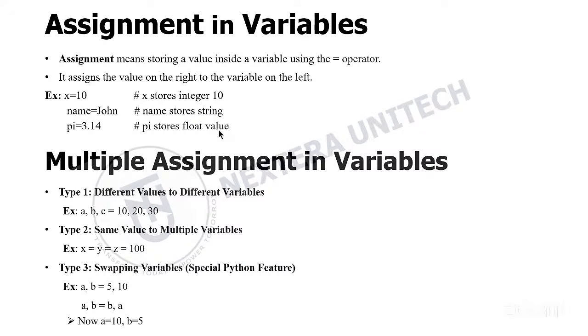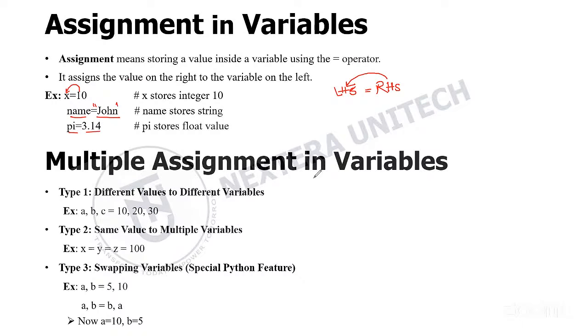And then the assignment of variables. The assignment means storing a value inside a variable using the equal to operator. What this does is it will assign the value on the right hand side to the variable on the left hand side. So here as you can see x is equal to 10. So x stores the integer 10, and the name stores a string called John, and then pi will store a float value of 3.14.